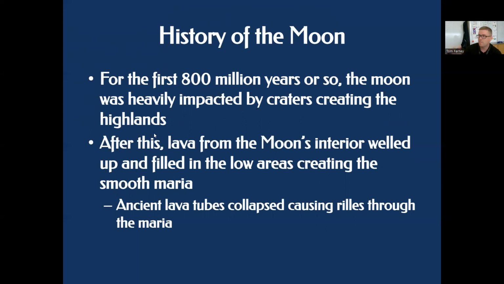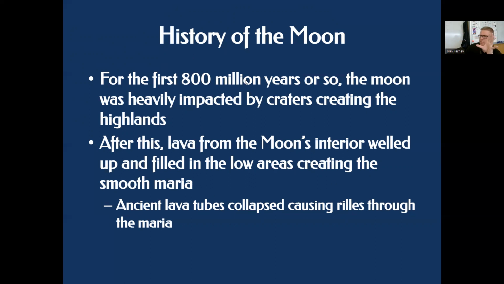After those impacts cooled and stopped, the lava from the moon's interior came up and filled the low areas from those impacts, creating our smooth Maria. There were ancient lava tubes that had collapsed, which caused those rilles, the long, thin tube areas throughout the Maria. So those were once ancient lava tubes.